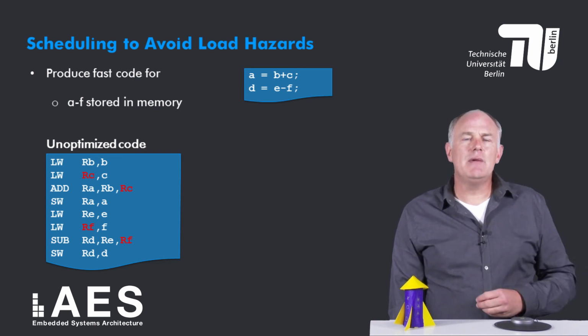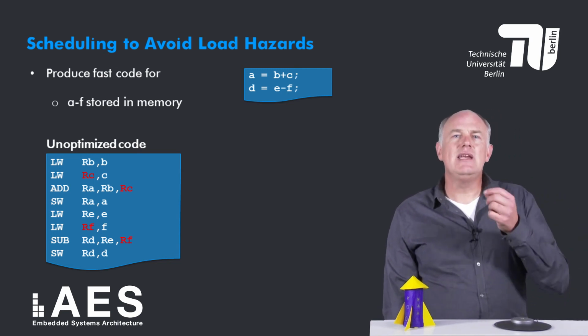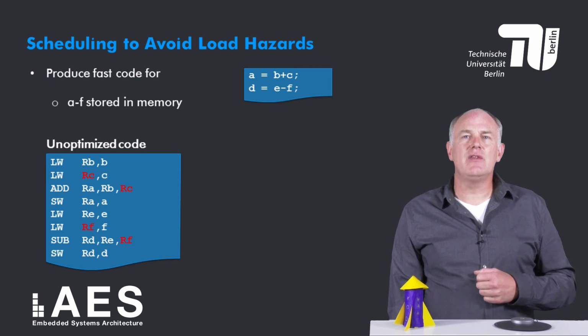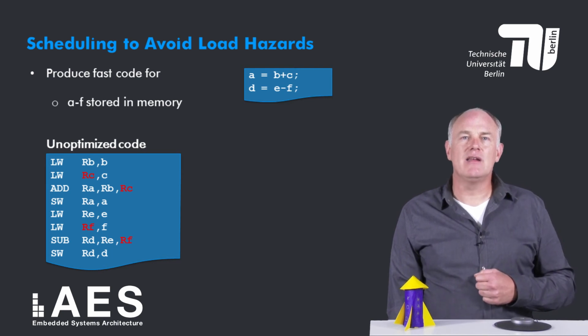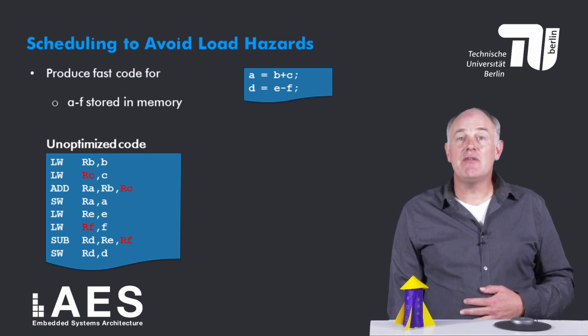In order to eliminate the stall cycle between the load to register RC and the add, we need to find an independent instruction that can be moved between the load and the add. Do you see which instruction should be moved here? You have 5 seconds to find an answer.